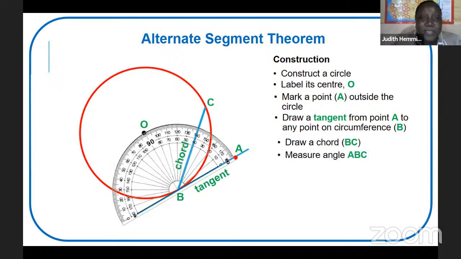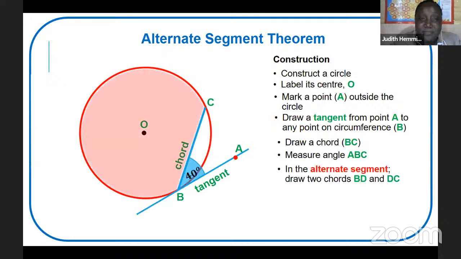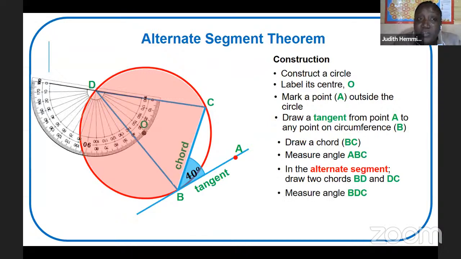All right, so at this point, we are going to measure the angle. And I wanted to observe, we drew two other chords, BD and CD. And those two chords, along with the first chord, form a triangle and they meet at a point on the circumference. I want you to observe that the alternate segment that we are making reference to is the segment that is now in pink. And I want you to observe that when we measure the angle CDB, what is going to happen?